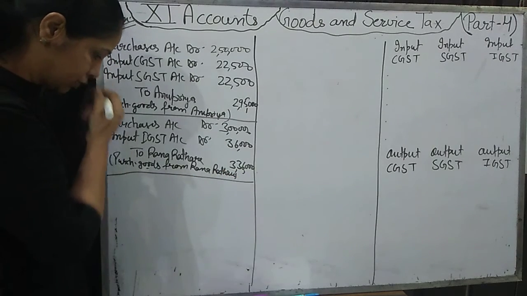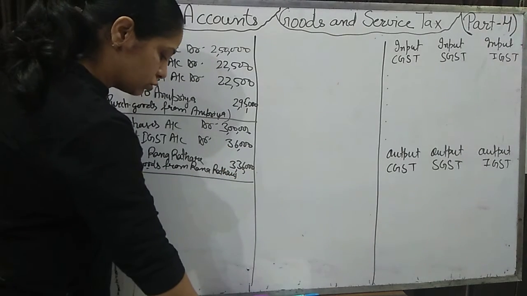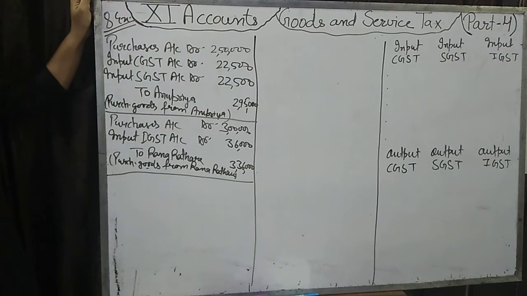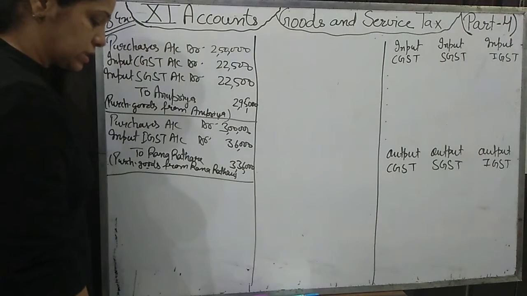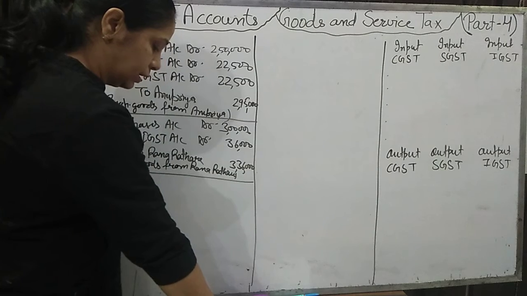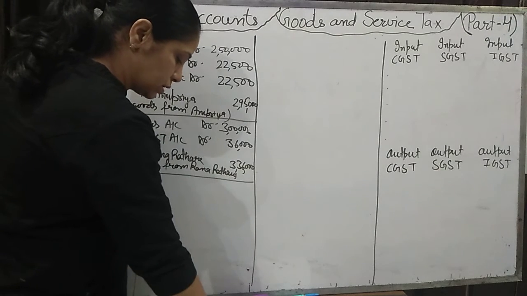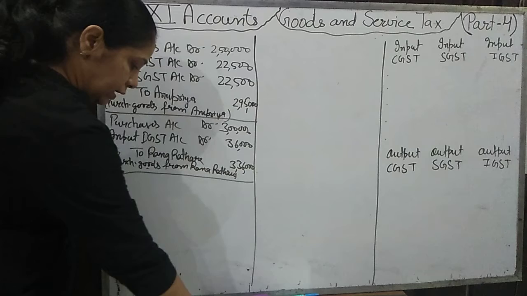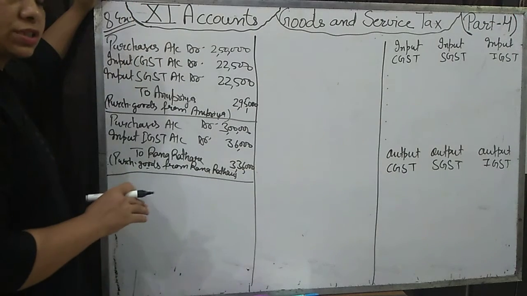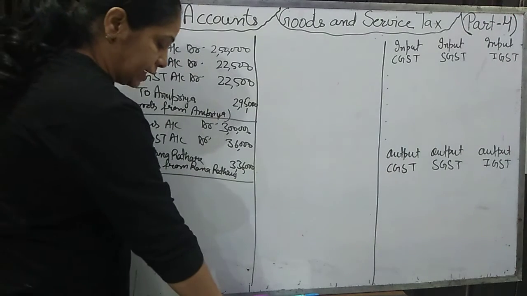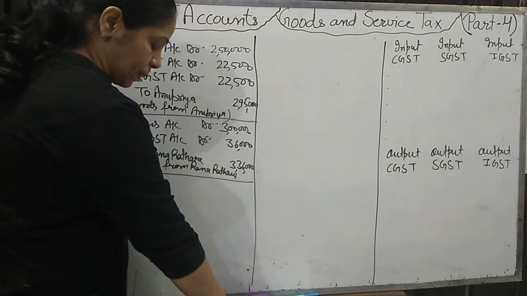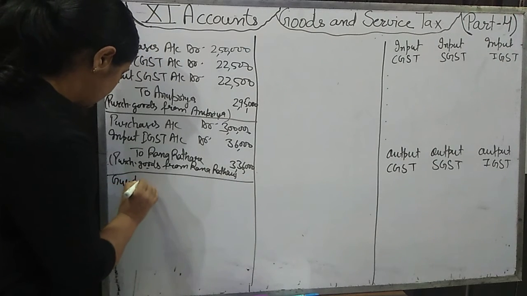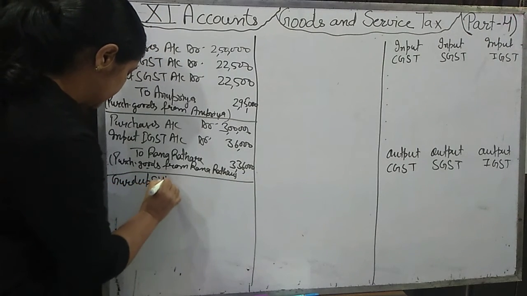Now third transaction on 10th Feb. Sold goods to Gurdeep Sidhu of Gujarat. Same state is there, this is an intra-state transaction. Then CGST and SGST we will collect from Gurdeep Sidhu. This is sale. Sale will be credit and output CGST and output SGST will be credit with the sale. And debit Gurdeep Sidhu.